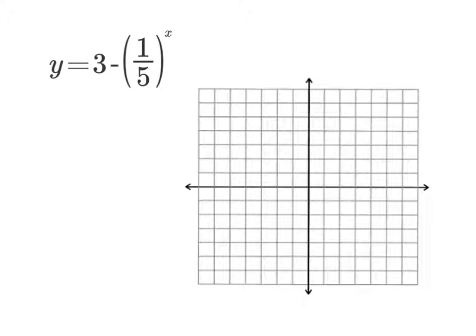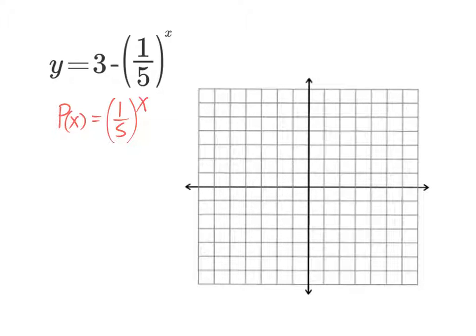Use the parent graph to graph the function. State the domain and range and any asymptote. Well, the parent graph of this function is going to be (1/5)^x, without any flips or shifts or anything.